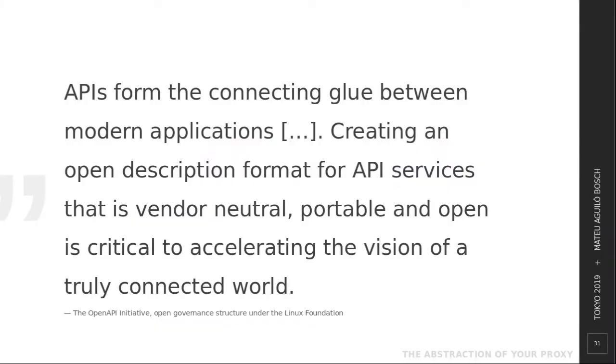So what is an OpenAPI document? This is a quote from the OpenAPI Initiative, which is part of the Linux Foundation now. And the most important part is when it says that it's a vendor-neutral open description format for APIs. So vendor-neutral means that any API can be described by OpenAPI. And it's a description format, which tells you that it's a way to explain to a machine how the API works. And then it has some buzzwords like accelerating the vision of a truly connected world, which sounds nice.